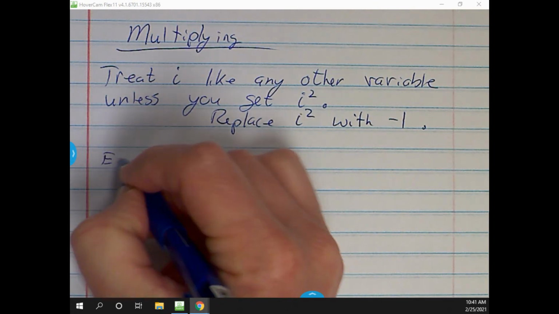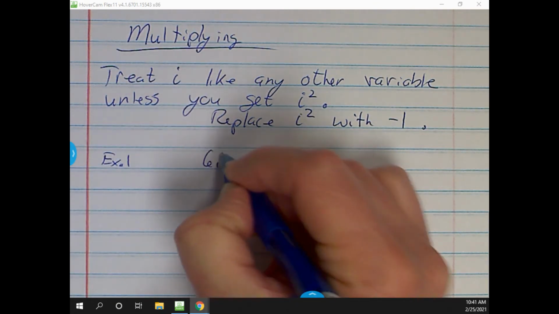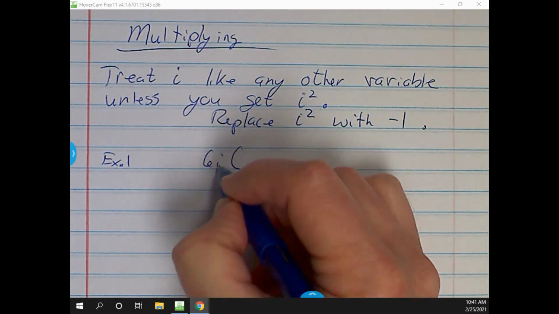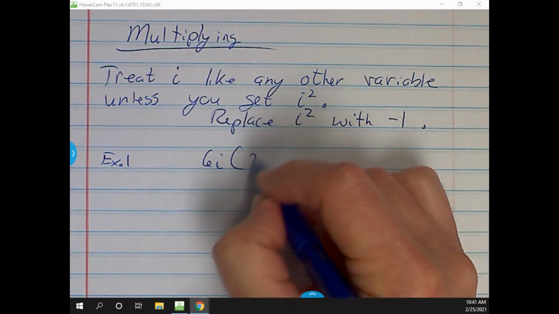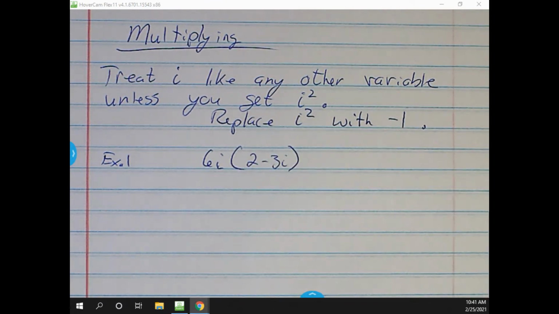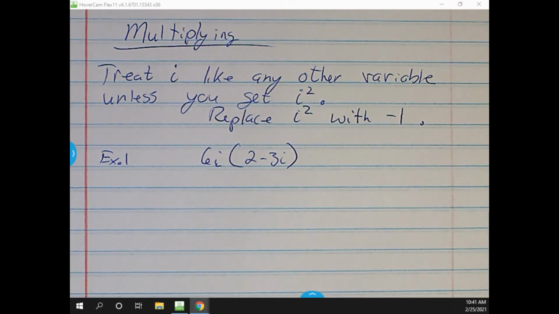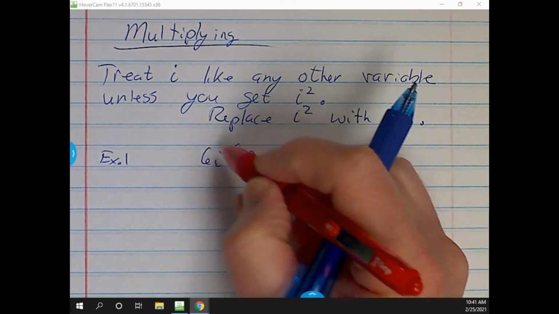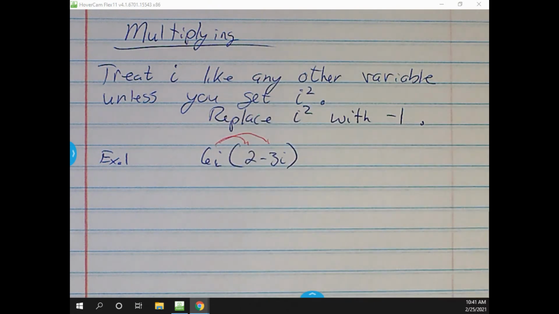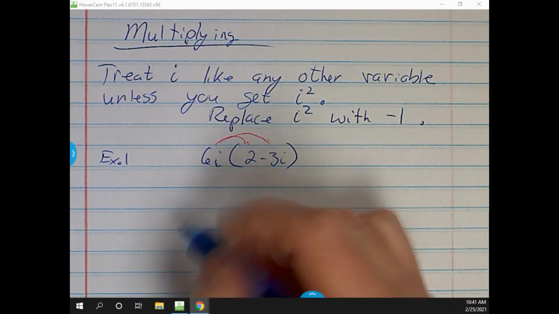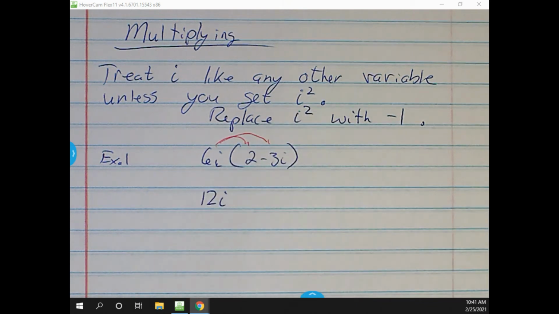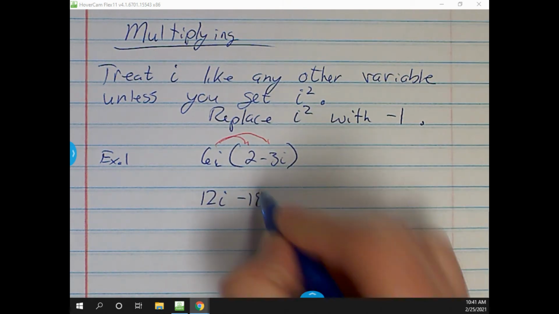All right, so let's show you some examples on this so you can kind of see what's happening here. So let's say we have 6I times 2 minus 3I. We'll start off with just a plain distributed property here. So we're going to do 6I times 2 and 6I times -3I. So that is 12I. 6 times 3 is 18.